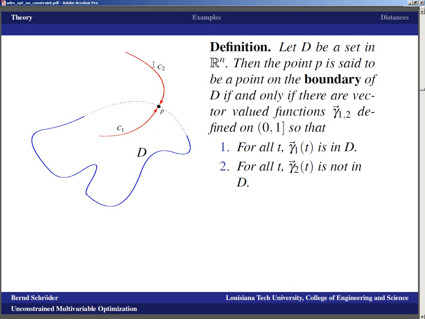For all t, gamma 2 of t is not in D, and the limit as we're approaching the point that is not in the domain of the curve for gamma 1 of t, so that would be t going to 0 in this fashion, that is P. And if gamma 2 approaches the left end of its domain, if t approaches 0 for gamma 2, then C2 would also approach the point P. So that means that we can approach any boundary point with curves that are entirely outside and entirely inside the domain, and whether the boundary point then is itself in the set D or not depends on whether D is closed or not.